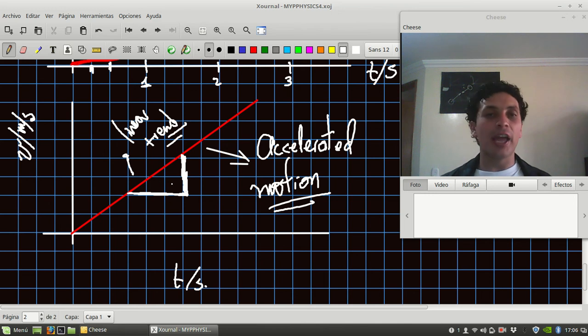Graphs may change, obviously. Sometimes you have accelerated motion in some part and then constant speed, or at rest, that is no motion, no change of position, I mean zero displacement. And this is a way that you can interpret graphs of motion. Okay, so remember the types of motion.